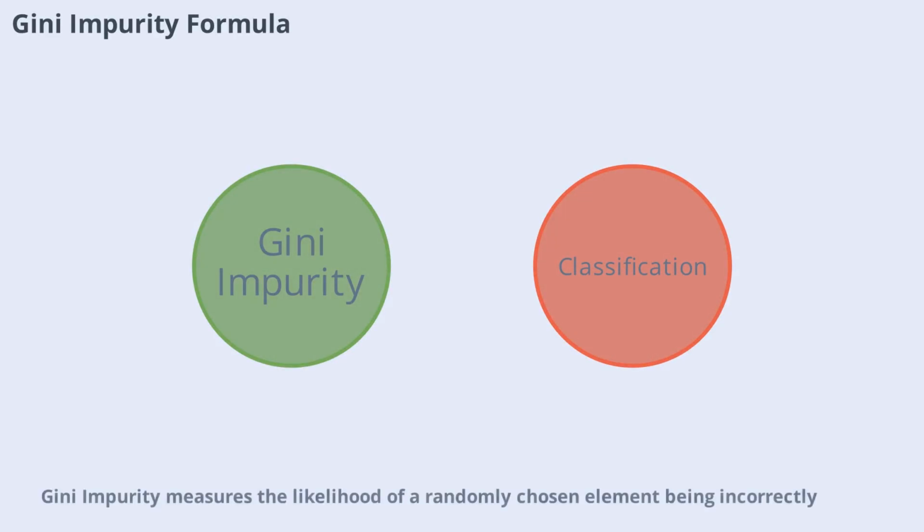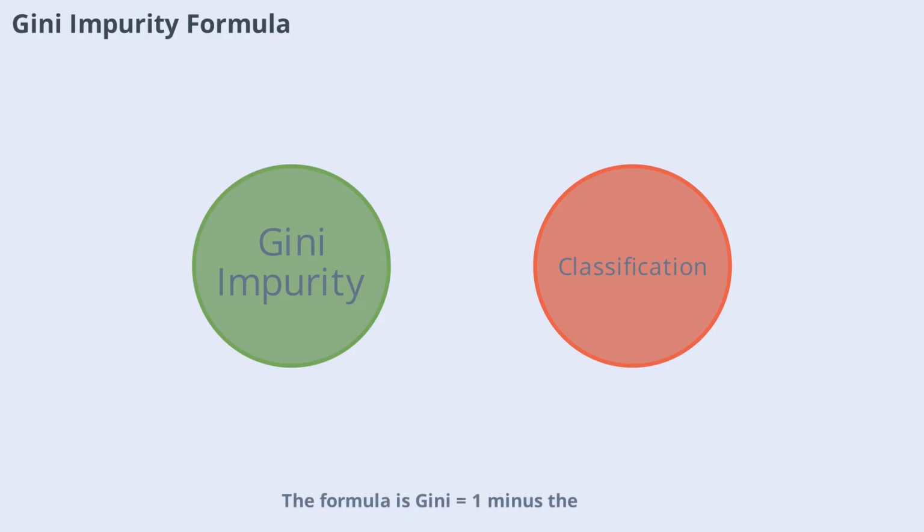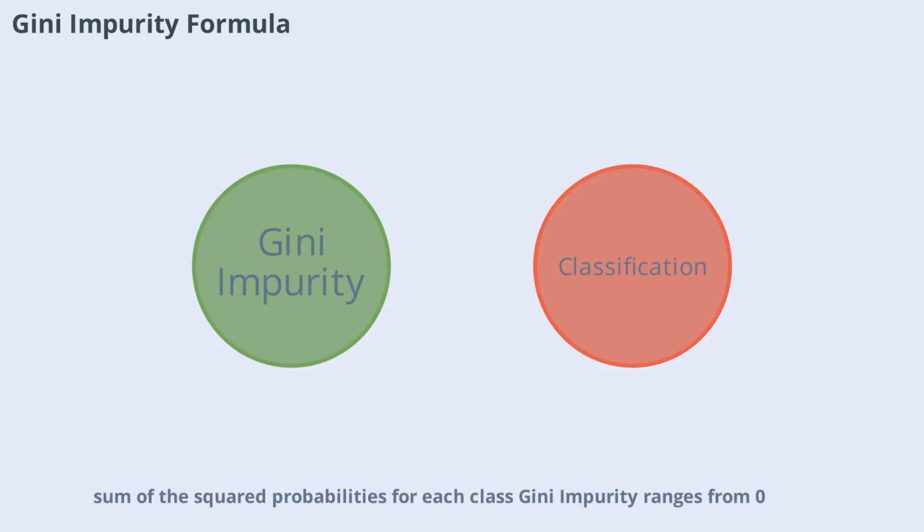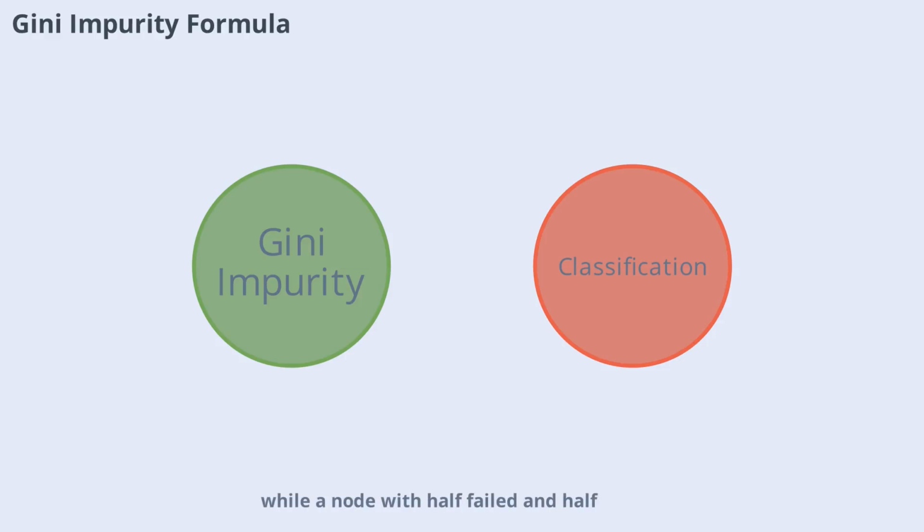Gini impurity measures the likelihood of a randomly chosen element being incorrectly labeled if it were classified according to the label distribution in a subset. The formula is Gini equals 1 minus the sum of the squared probabilities for each class. Gini impurity ranges from 0, which means perfect purity, to 0.5, which represents a perfect 50-50 split in a binary classification. For example, a node with only failed transactions has a Gini impurity of 0, while a node with half failed and half successful transactions has a Gini impurity of 0.5.